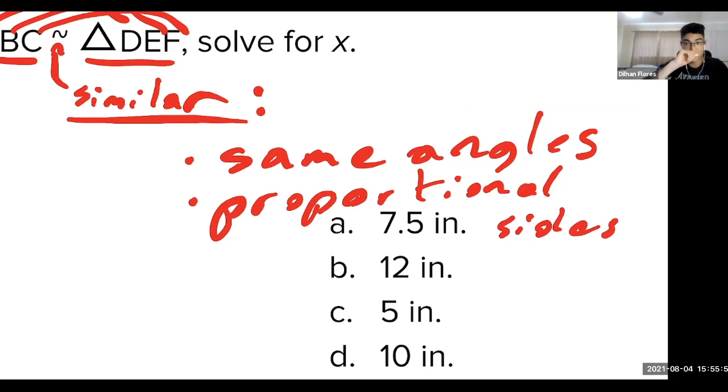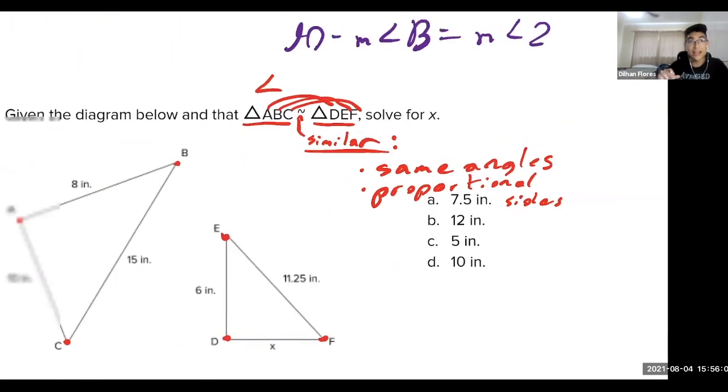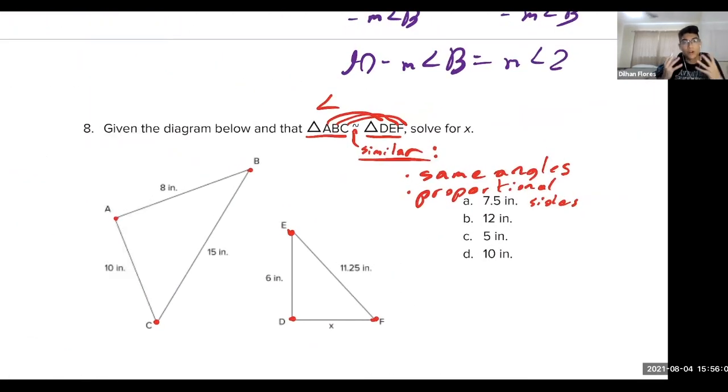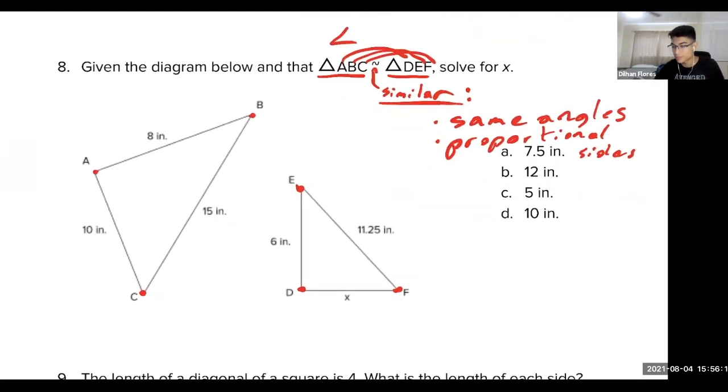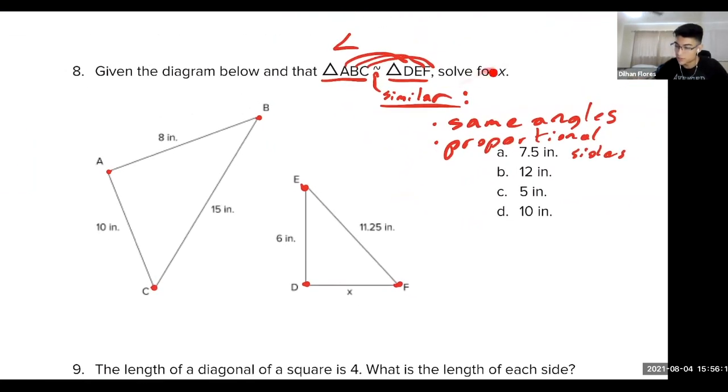Okay, what do I mean by that? Stumbled over my words. So they don't necessarily have to be the same sides, but all the sides need to follow a common ratio. And now I'm about to show what that common ratio is. Okay, so solve for x. Okay, so we are solving for x.